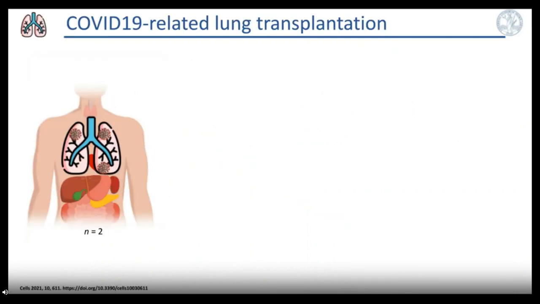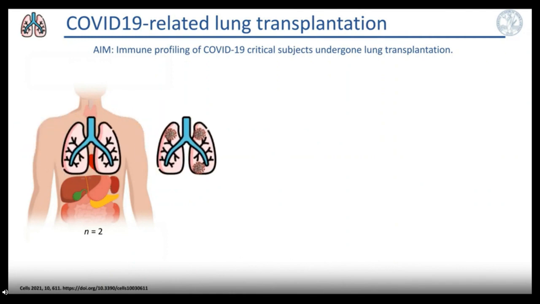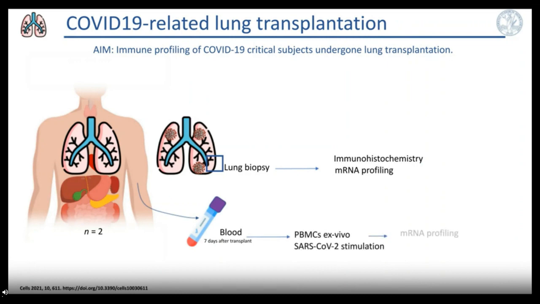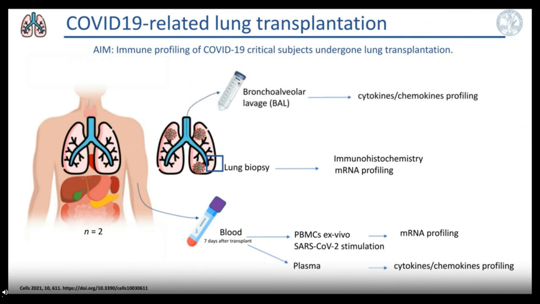In this first project I would like to present, we characterized the immunological features of lungs removed from the first 2 Italian subjects who successfully underwent emergency bilateral lung transplantation due to COVID-related acute respiratory distress syndrome. Removed lungs underwent histopathological evaluation. Gene expression profiling for immune-related signature was performed on lung biopsies and SARS-CoV-2 stimulated peripheral blood mononuclear cells. Moreover, cytokine levels were measured on plasma and on bronchoalveolar lavage specimens.